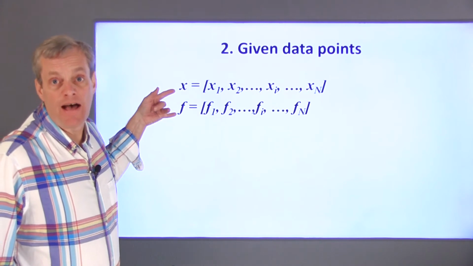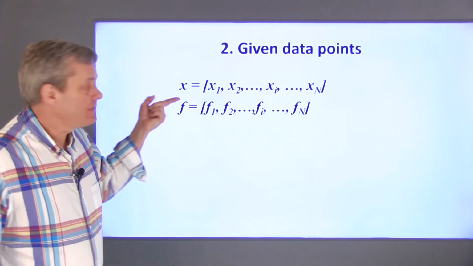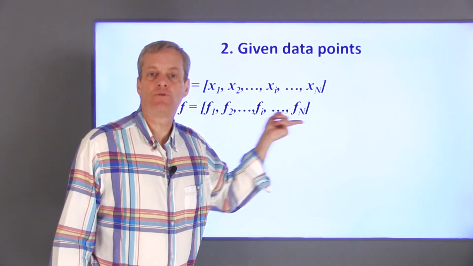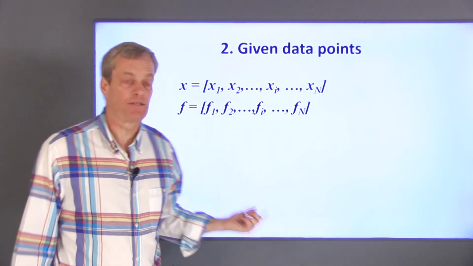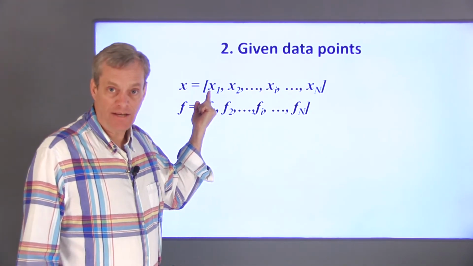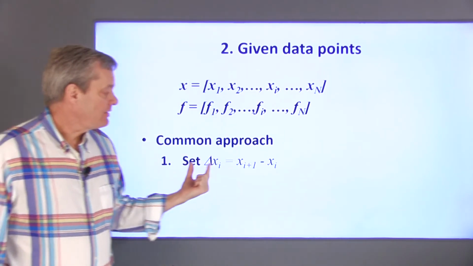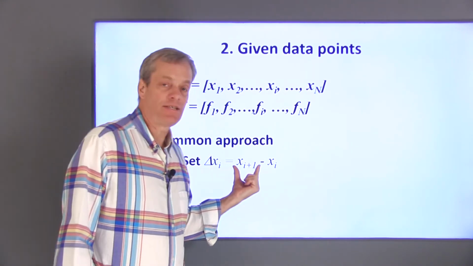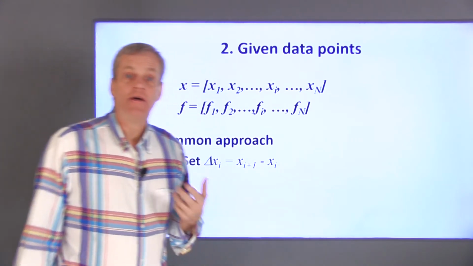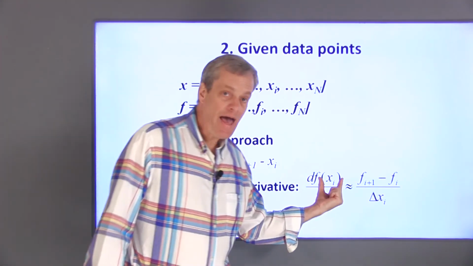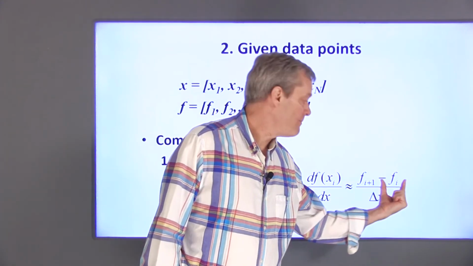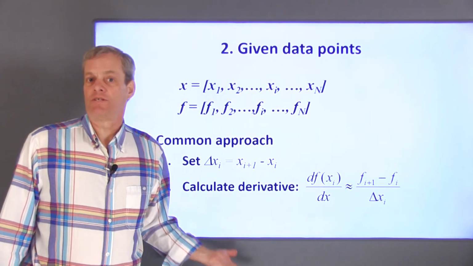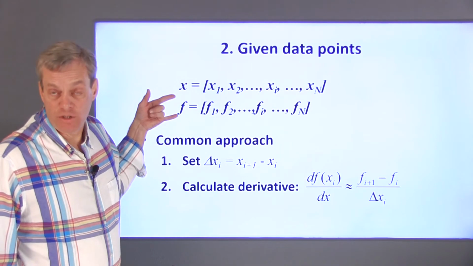In this case, we simply have arrays of numbers. My vector x contains n values of the independent variable, and the vector f contains n values of the function at the corresponding values of x. So f1 is the value of the function at x1, and so on. To calculate the derivative at x sub i, first choose delta x sub i to be the difference between x sub i plus 1 and x sub i. Then the derivative at this value of x is just f sub i plus 1 minus f sub i divided by that delta x. There are some issues associated with this approach if these arrays are generated from measured data.